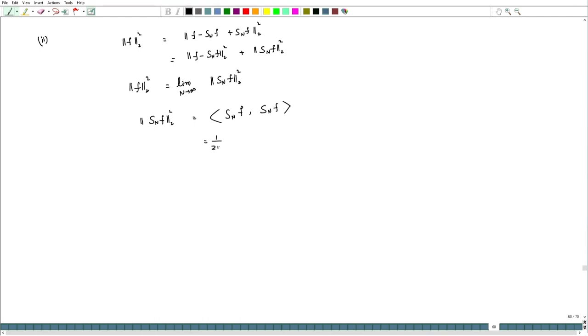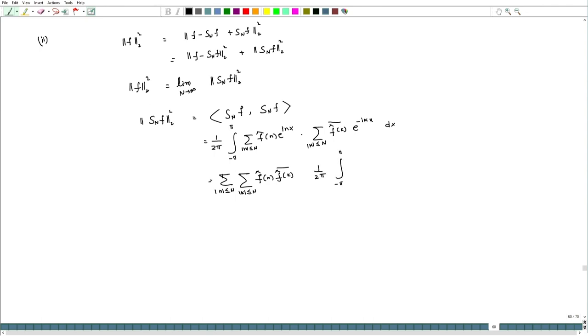So, writing this down, this is 1 by 2 pi, integral from minus pi to pi, summation over mod n less than or equal to n of f hat of n e to the power i n x, into summation over mod k less than or equal to n of f hat of k bar e to the power minus i k x, dx. All these are finite sums. So, we will pull out the sums over mod n less than or equal to n and mod k less than or equal to n of f hat at n, f hat at k bar, times 1 by 2 pi integral from minus pi to pi of e to the power i (n minus k) x, dx.